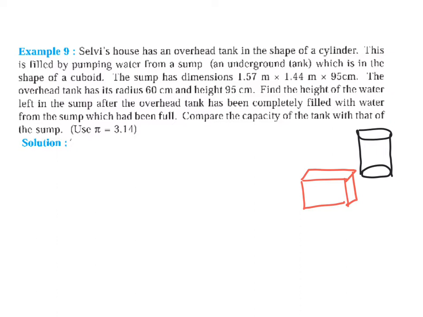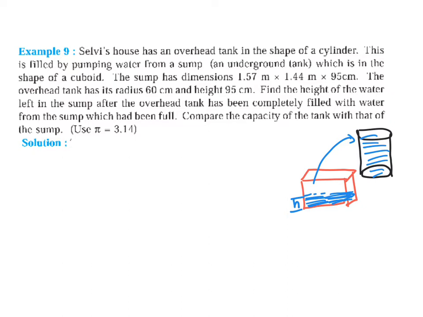The overhead tank has its radius 60 centimeters and height 95 centimeters. Find the height of the water left in the sump after the overhead tank has been completely filled with water from the sump which had been full. So initially the sump was full of water. Then the water has been pumped into the overhead tank. After the water being pumped into the overhead tank, there is some amount of water that is still left in the sump. The question is asking us to find the height of the water left in the sump.